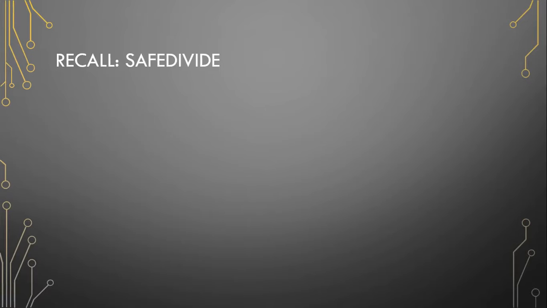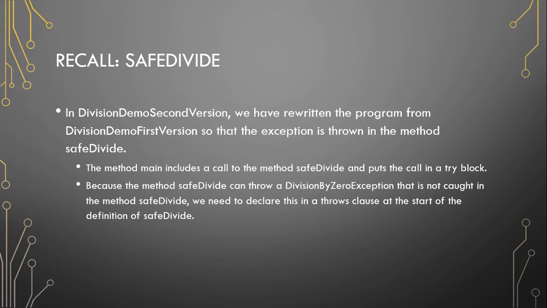All right, let's take a moment to recall safe divide from last lesson. In the division second demo version, we rewrote the program from division first version so that the exception is thrown in the method safe divide. I mentioned this a little when we looked at those two classes side by side. The method main includes a call to the method safe divide and puts the call in a try block. Because the method safe divide can now throw a division by zero exception that's not caught within safe divide, we need to declare this in a throws clause at the start of the definition of safe divide.